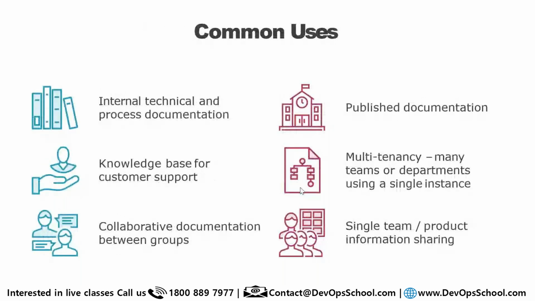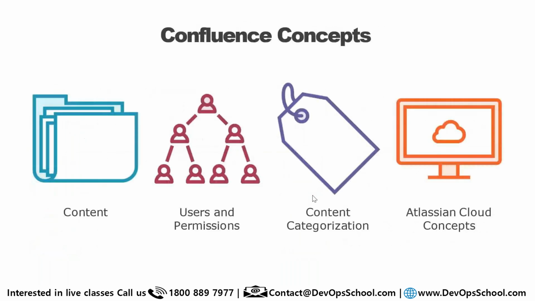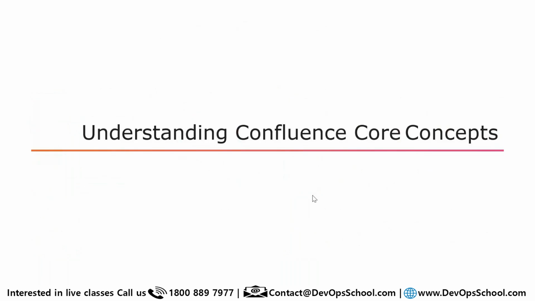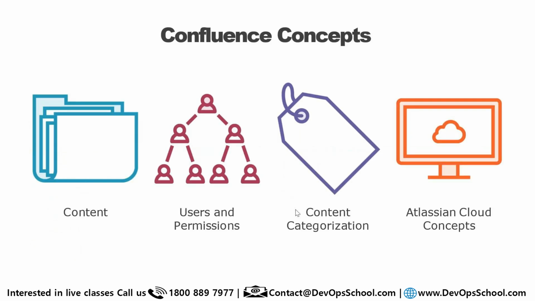Okay, so what are the common use cases for Confluence? Yeah, you can use it for internal technical and process documentation. You may use it for published documentation, a knowledge base for customer support. You can use it for collaborative documentation between groups, and product information sharing and department information sharing and all. Okay, so this is something which we have. Now, how do we manage the content in Confluence? As part of this session, I'll teach you what the different types of content are, users and permissions, how we categorize that content, and so on.